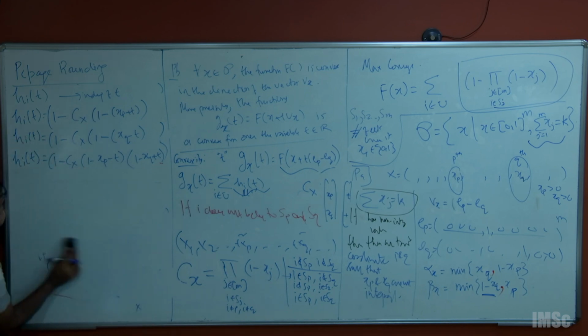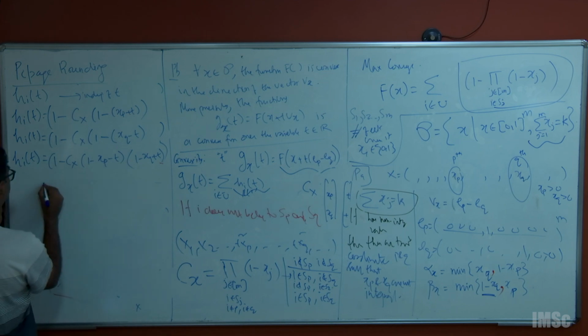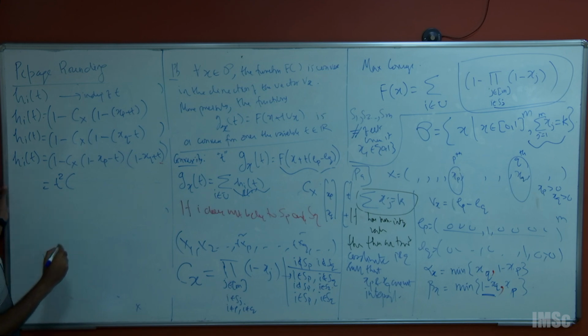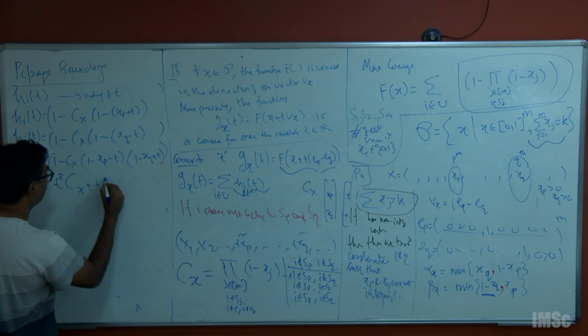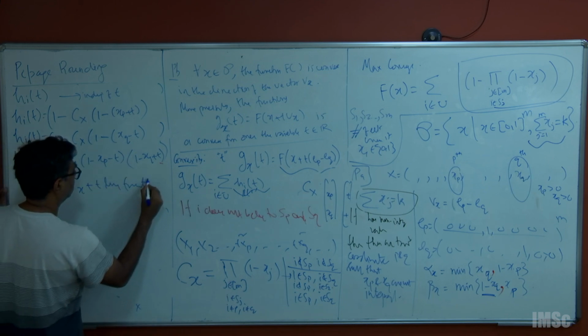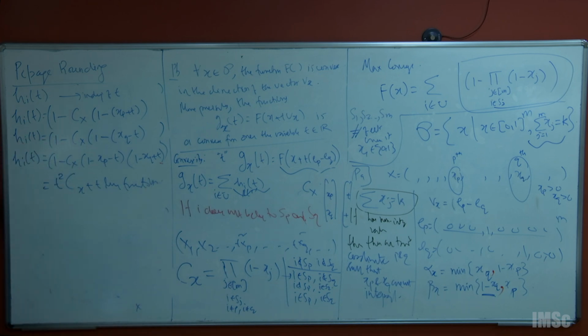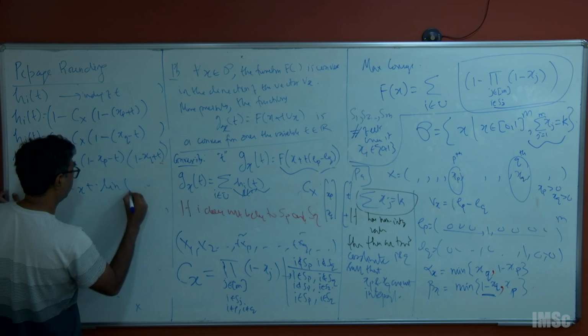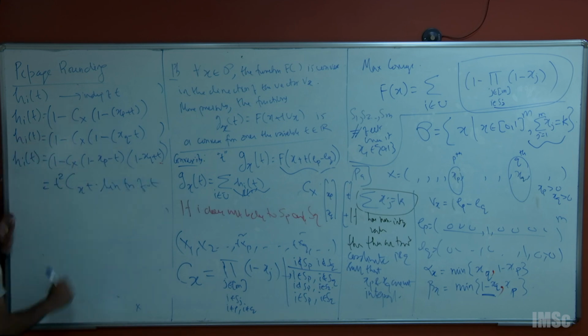Either way, what can I write? This is nothing but, if I do something, it is like some t square; I can write it as t square Cx plus t times some linear function. This is what it is, right? A linear function of t. If you do this, you can write it as t square times some Cx plus a linear function of t, right?